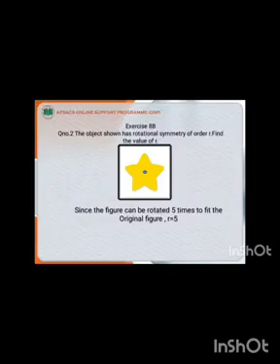Question number 2 is: the object shown has rotational symmetry of order r. Find the value of r. The new term is order of symmetry. The number of positions in which a figure can be rotated and still appears exactly as it did before the rotation is called the order of symmetry. For example, in this question, you can see a star can be rotated 5 times along its tip and look the same every time. So, its order of symmetry is 5.